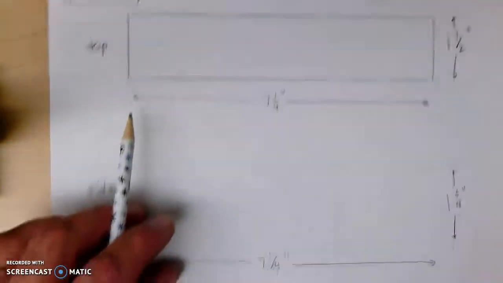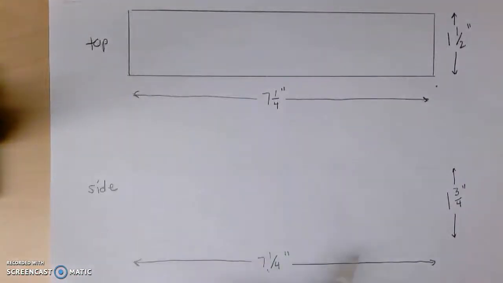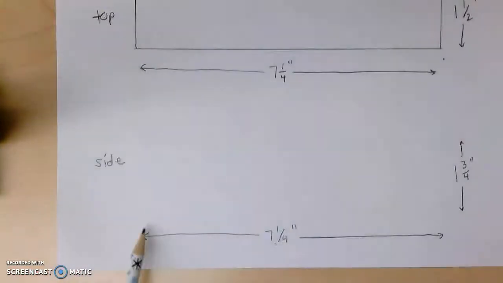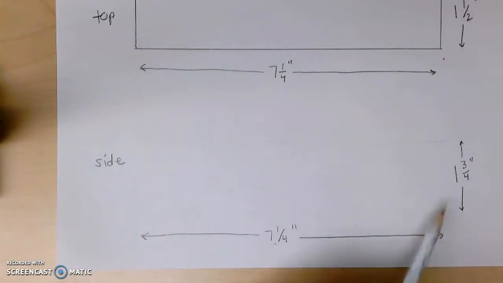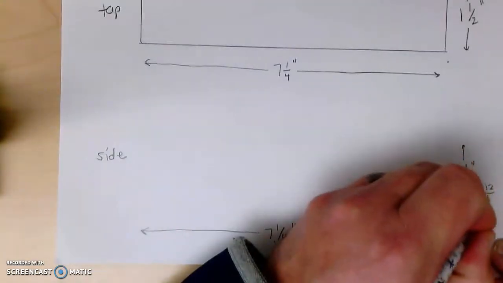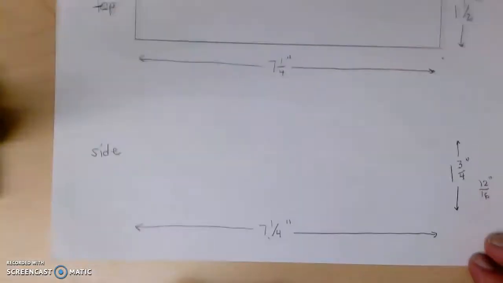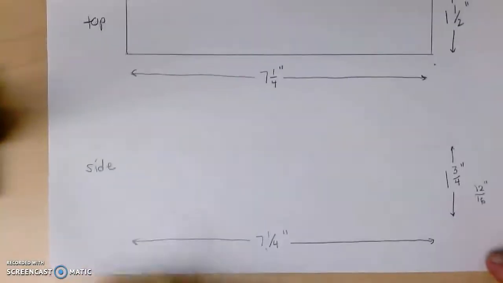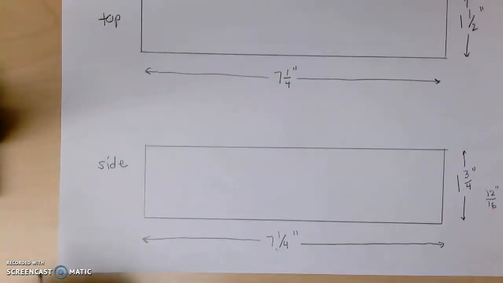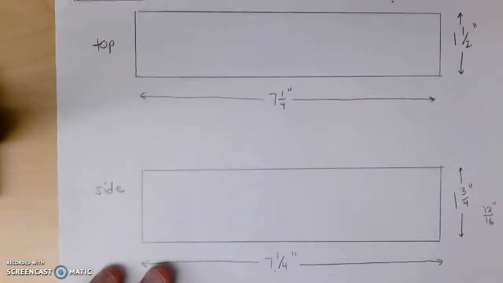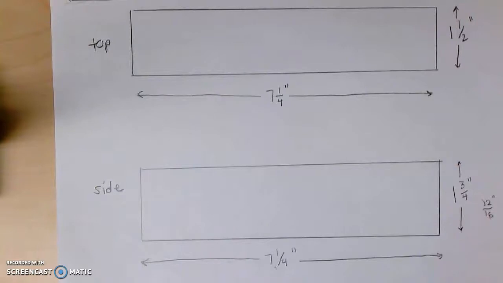Pause this video and create your rectangle for your side view, which is 7 1/4 inches by 1 3/4 inches. And 3/4 we should know is 12/16, so you just have to count 12 of those little marks on your ruler in between the 1 and the 2. So go ahead and make that rectangle. Pause the video and make that rectangle. We should now have our starting point, a side view and the top view of what our starting block of wood is going to look like.